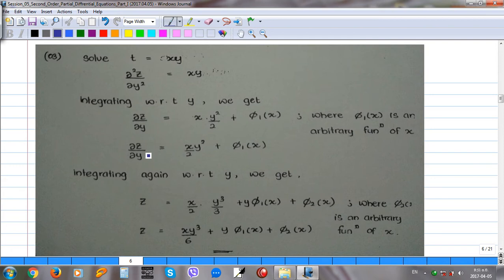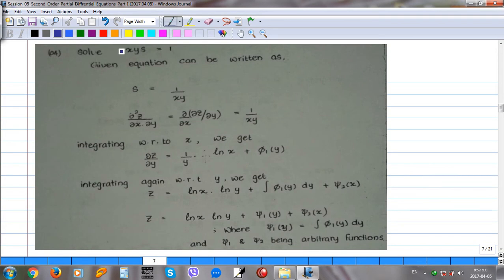To find z, you have to integrate this again with respect to y, right? Then here ∂y, and also ∂y is there. So you have to integrate this again. Then this part comes as z, and x over 2 times y cube over 3, plus here, integrating ∂y, the answer is y times phi 1 x plus another constant, where this constant is an arbitrary function of x. So finally you can write z equals x y cube over 6 plus y times a function of x plus another constant that is a function of x. So this is the answer.